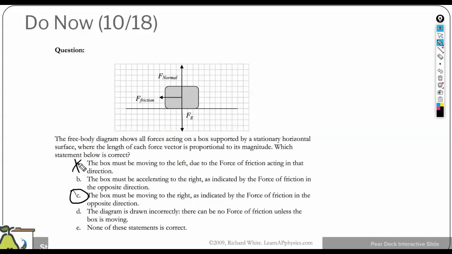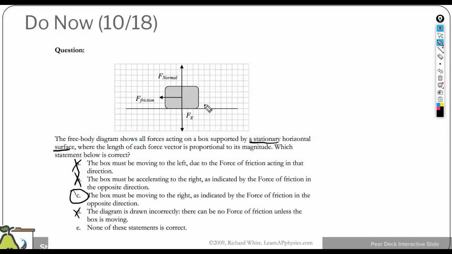B is wrong because the box cannot be accelerating to the right because the net force is to the left. There's not even any forces to the right at all. And then D says there can be no force of friction unless the box is moving. It can be inferred from context that because there is a force of friction, the box is in fact moving. And you might have looked at the word stationary and thought the box was not moving, but it just says that the surface is stationary.